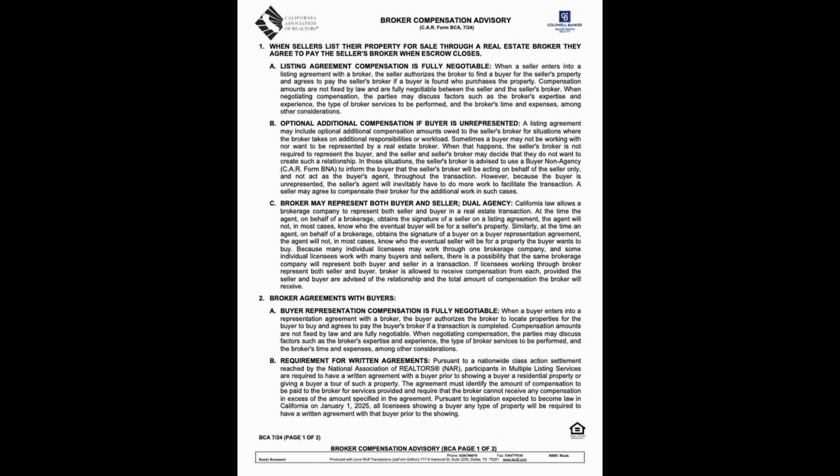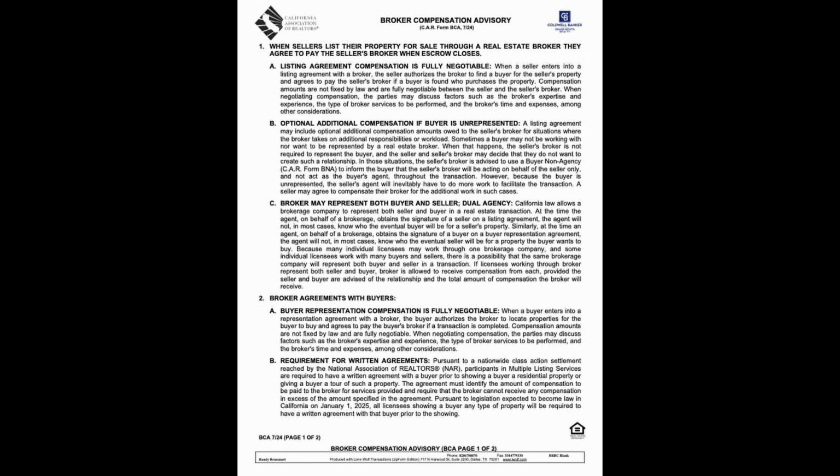Subsection C. Broker may represent both buyer and seller. Dual agency. California law allows one brokerage to represent both the seller and the buyer in a transaction. That's called dual agency. This often happens when different agents within the same firm are working with both parties. If dual agency occurs, the law requires that everyone involved is told and agrees in writing. Brokers can be paid by both the buyer and seller in these situations as long as it's disclosed and agreed upon. Section 2. Broker agreements with buyers.